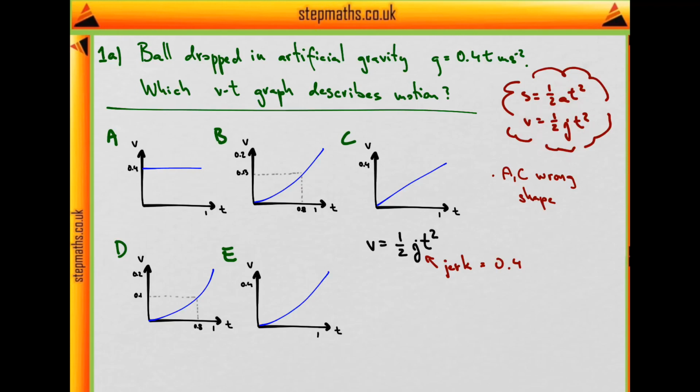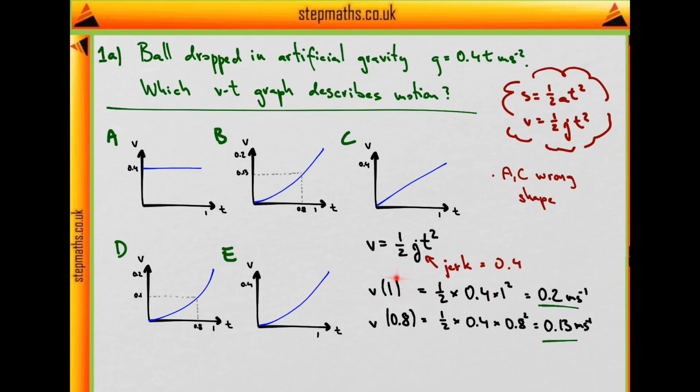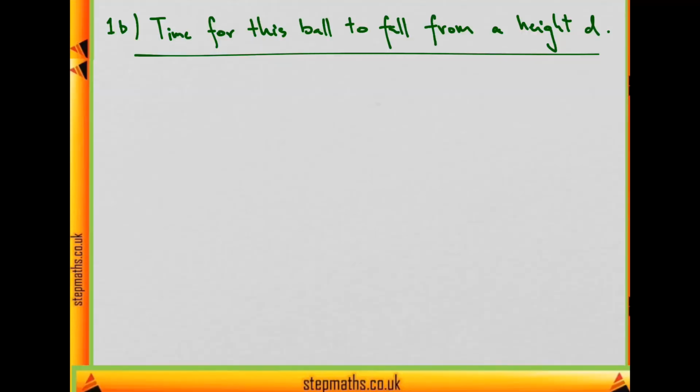This allows us to find the speed for any given time. And we'll look at 2 times, 0.8 and 1 second. And when we plug into the formula, we see that the correct speed for time equals 1 is 0.2 meters per second, and for 0.8 seconds is 0.13 meters per second. And the only graph which contains these 2 points of the 3 which have the right shape is B. For time 0.8, we have 0.13, and for time 1 second, that's 0.2. And so B is our correct answer.